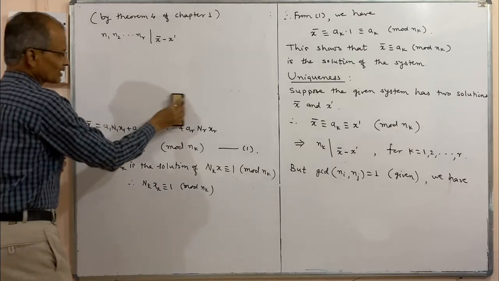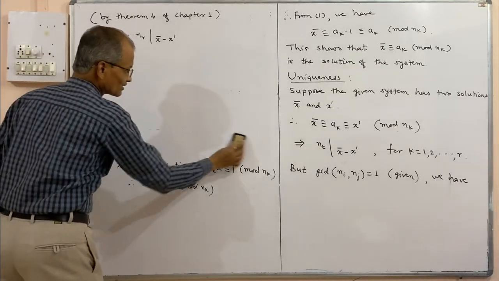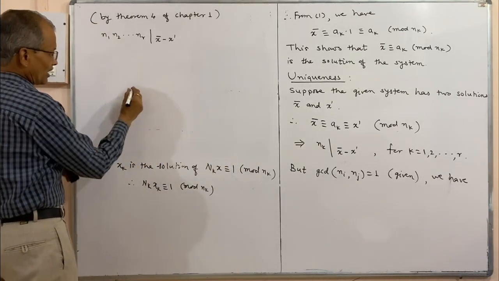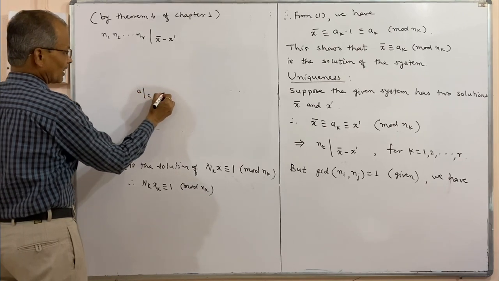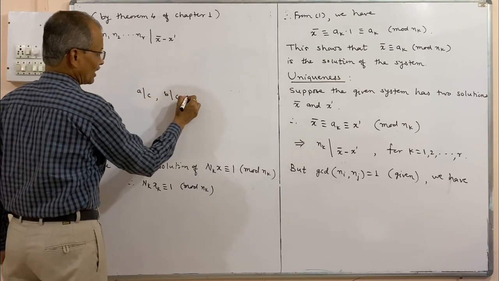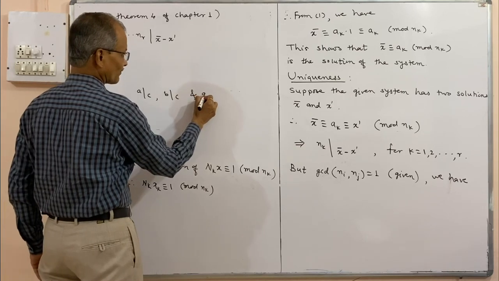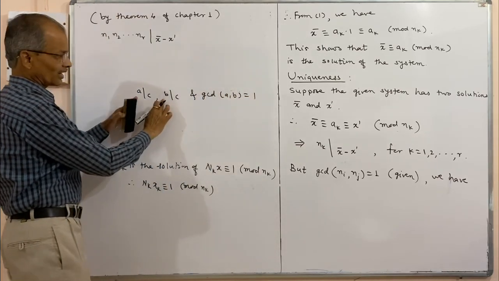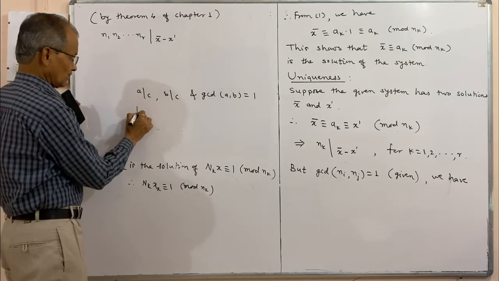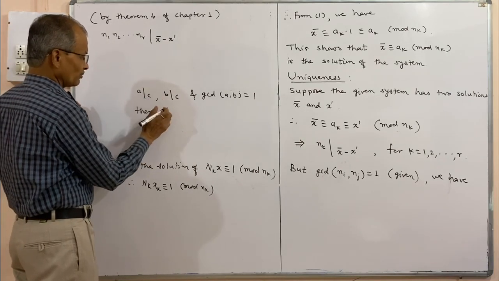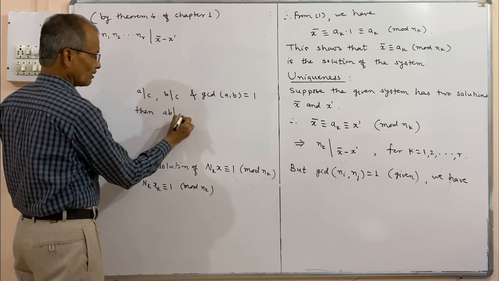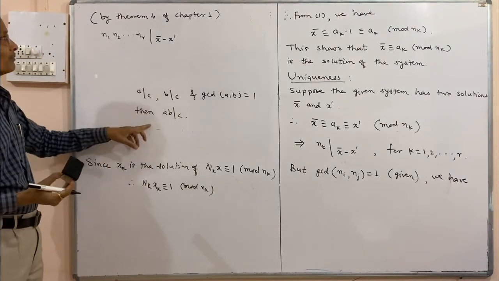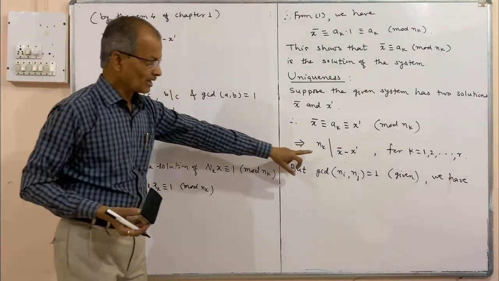Now what is that theorem we have referred to? It is this one: if A divides C, B divides C, and GCD of A and B is equal to 1, that is, A and B are relatively prime, then the product A into B also divides C. So this is a simple theorem. And how is this theorem applied here?